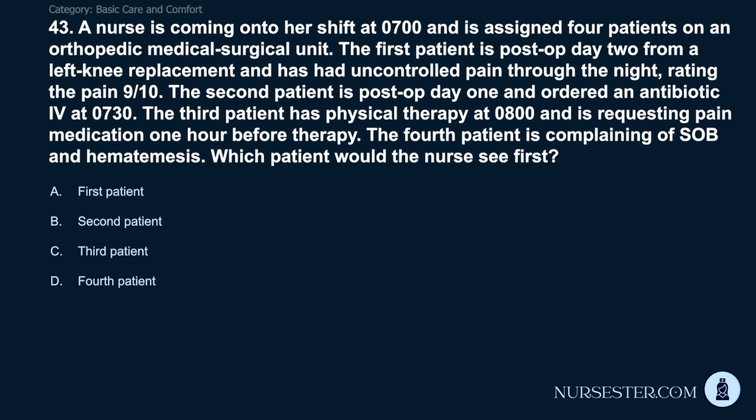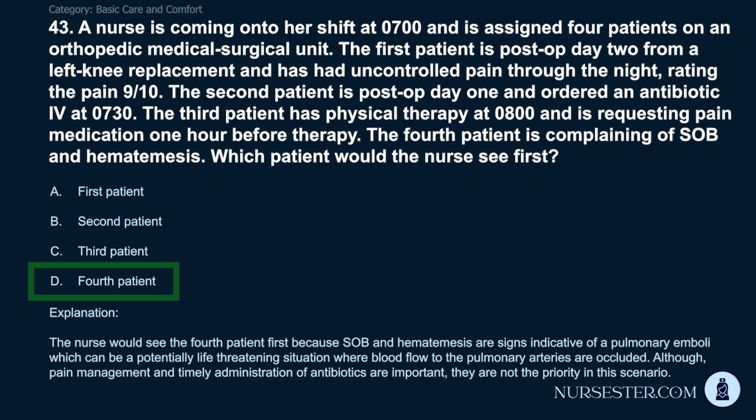A. First patient. B. Second patient. C. Third patient. D. Fourth patient. Correct answer, D. Fourth patient. The nurse would see the fourth patient first because SOB and hematemesis are signs indicative of a pulmonary emboli, which can be a potentially life-threatening situation where blood flow to the pulmonary arteries are occluded.